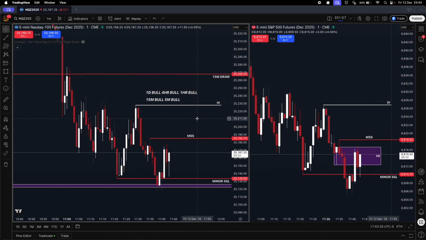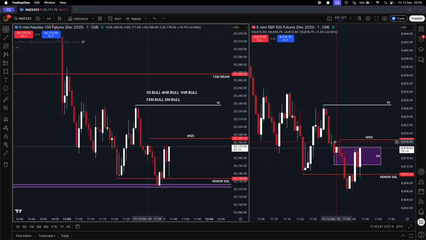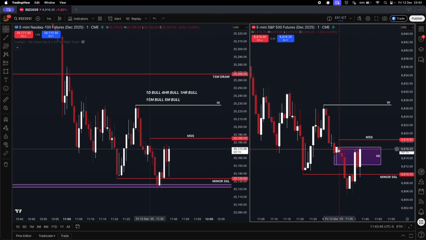We now just wait for price to shift market structure, and then we look to see if we get the model to be presented. We also have another bearish order block here on ES, so we can also use this one to be paired with a gap as well. It doesn't matter if this one doesn't pair, this one can pair as well.